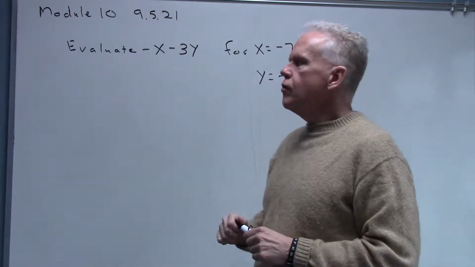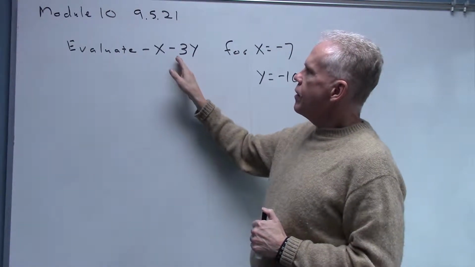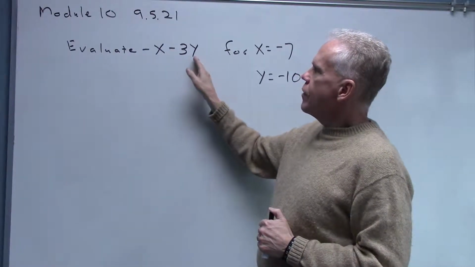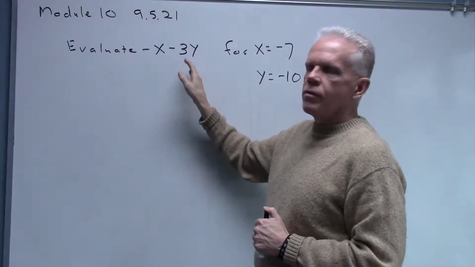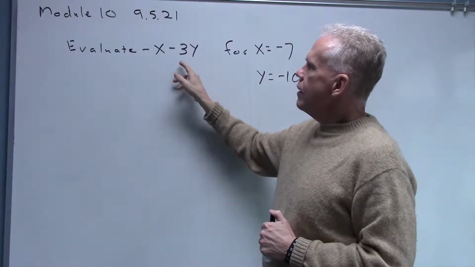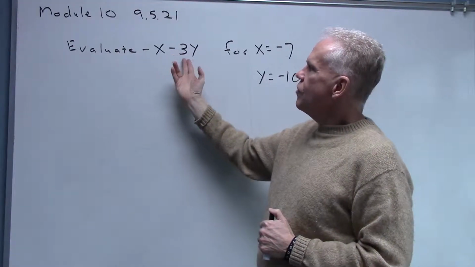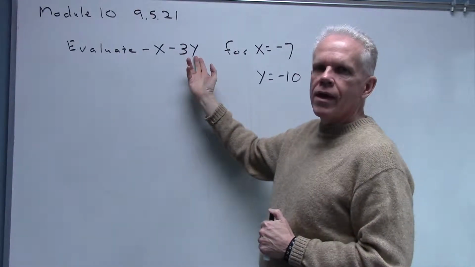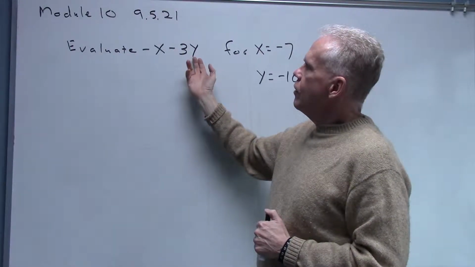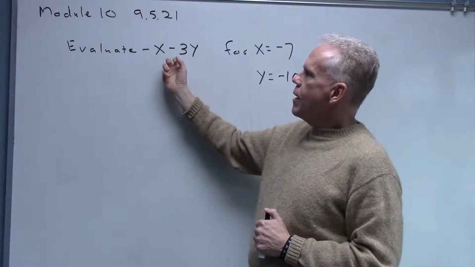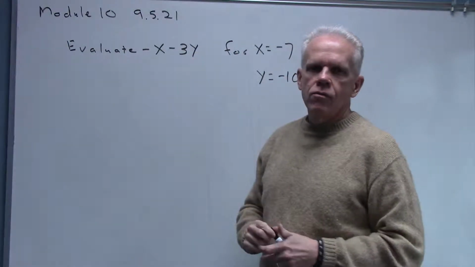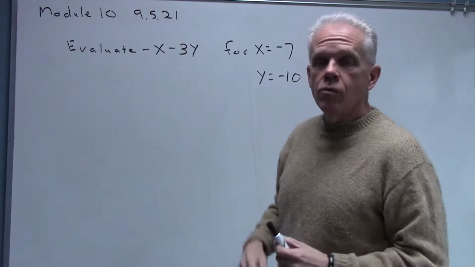One other thing to recognize here is when we have a number in front of a variable, a number in front of a letter like that, the relationship that we understand to be true there is this negative 3 is multiplied by whatever that variable is. So we would read this negative x minus 3 times y, or negative x minus 3y would work.